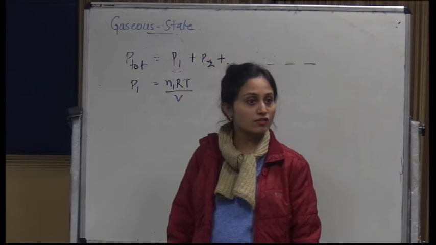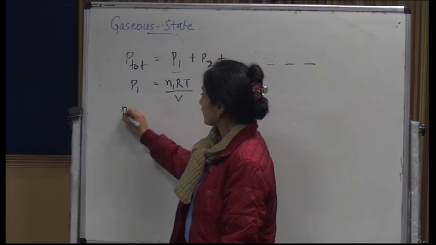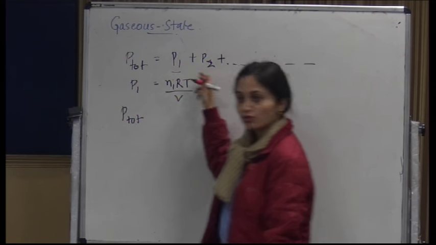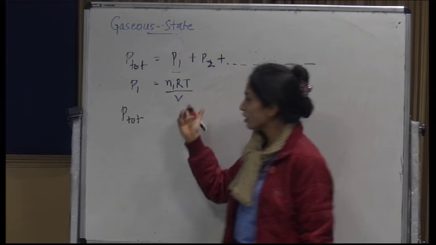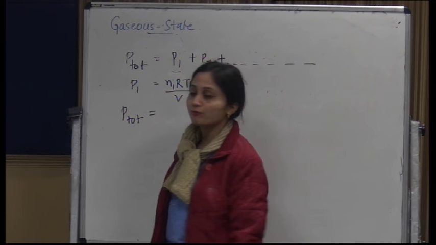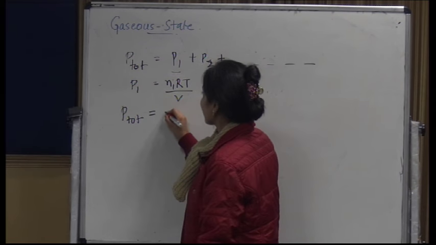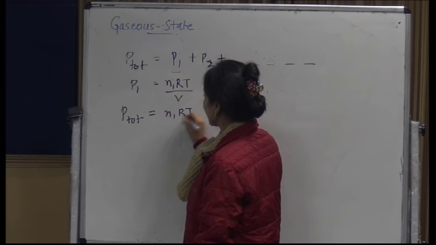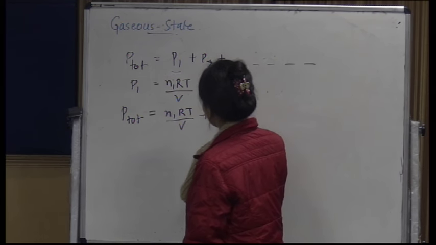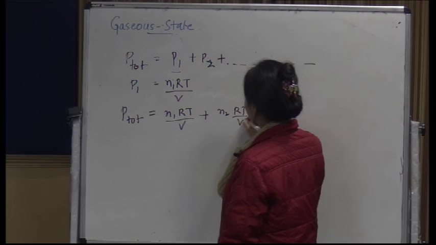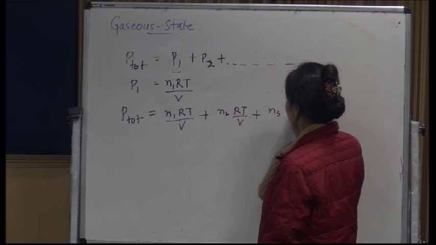Any doubts? No. So in that case, for each gas I can have a similar representation for P1, P2, P3 and so on. So P total will be equal to N1 RT by V plus N2 RT by V plus N3 RT by V and so on.